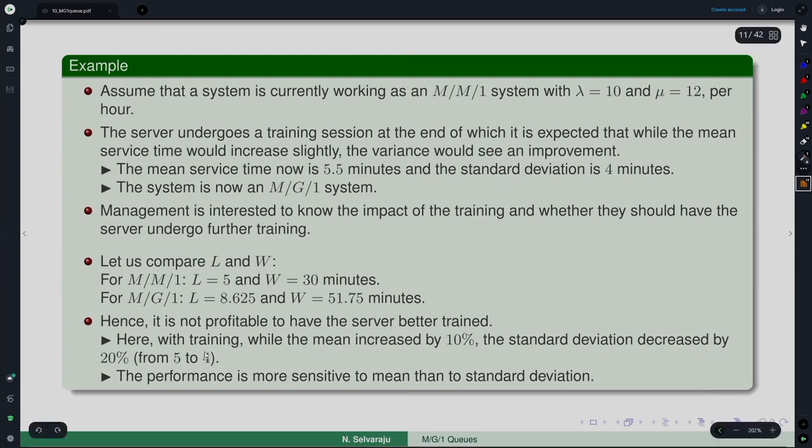Okay, here what happened is with training, the mean increased by 10%, while the standard deviation decreased by 20%. But what you see ultimately is that the performance of the system is more sensitive to the mean rather than the standard deviation. That is why even though the standard deviation reduction was 20%, the mean increased by 10%, this was crucial. So, that is what you are ultimately seeing here.